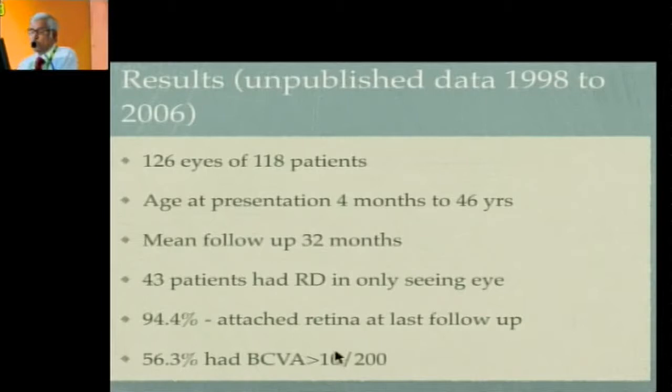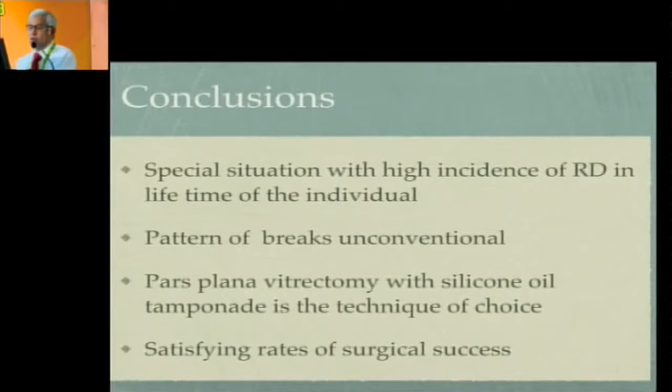So in conclusion, colobomas are a special situation with a high incidence of detachment of retina in the lifetime of the individual. The pattern of breaks is unconventional, and one needs to understand the pathogenesis of the detachment related to the coloboma itself. Partial vitrectomy with silicone oil gives us a very good success rate with satisfying surgical and visual success. Thank you for your attention.